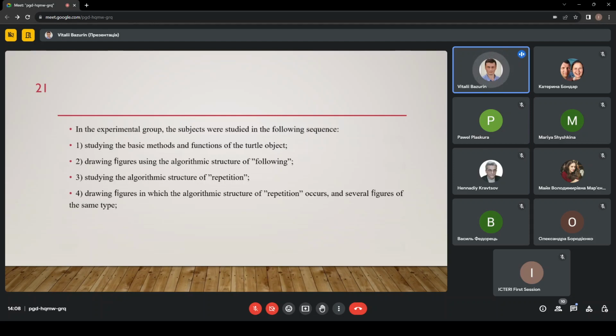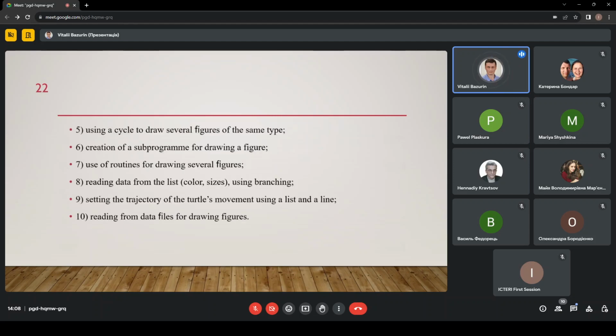First, studying the basic methods and functions of the turtle object. Second, drawing figures using the algorithmic structure of following. Third, studying the algorithmic structure of repetition. Fourth, drawing figures in which the algorithmic structure of repetition occurs and several figures of the same type. Fifth, using a cycle to draw several figures of the same type. Sixth, creation of a subprogram for drawing a figure.